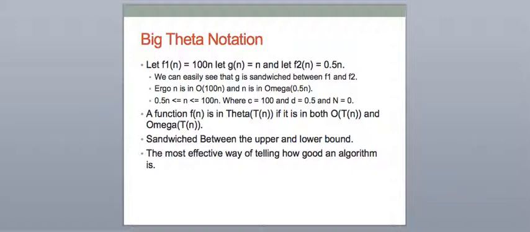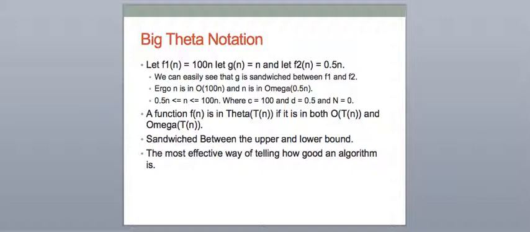So, if we write the following compound inequality, 0.5n is less than or equal to n, which is less than or equal to 100n, we can notice that if we pick c to be 100 and d to equal 0.5 and capital N to be equal to 0, then n is in big O of n, and n is also in omega of n. And that is the basis behind theta notation. The definition of theta notation is the following. A function f of n is in theta of t of n if it is in both big O of t of n and omega of t of n.